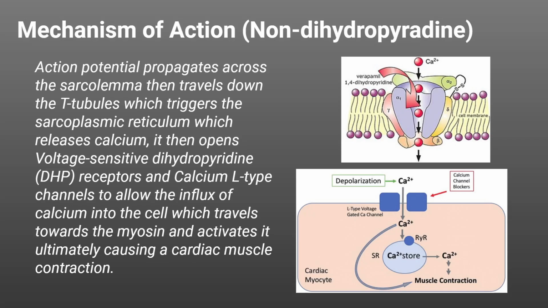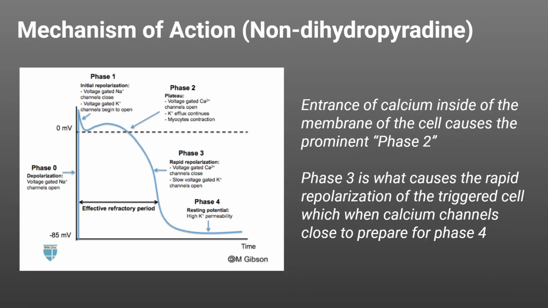So when it is activated, calcium will be released out of the sarcoplasmic reticulum, which then increases the free flow in calcium, which in turn causes a muscle contraction. Now, the entrance of calcium inside of the cell is called phase 2, shown on the left. Phase 3 is basically what causes the rapid repolarization of the triggered cell, in which the calcium channels close to prepare for phase 4, which is the resting potential.